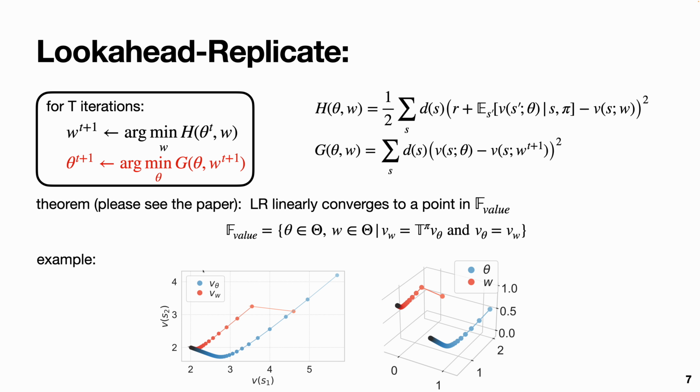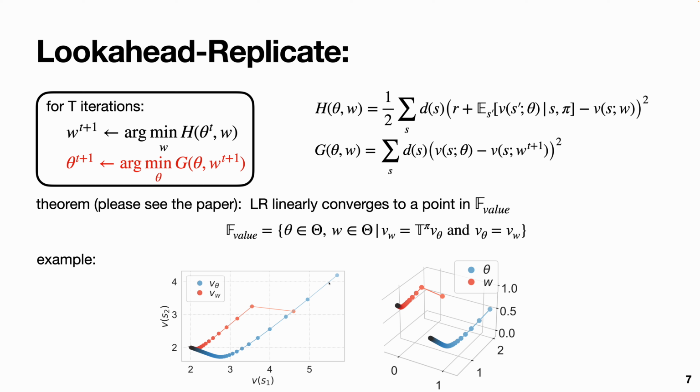And here's an example which we think is very good for illustration. So let's say in this example, we have only two states in the MDP. So there is an actual Markov chain that we identify in the paper. So the value function is just a vector in this 2D space. And we have three parameters to represent the two value functions. So when we start, we can see that the two value functions are different.